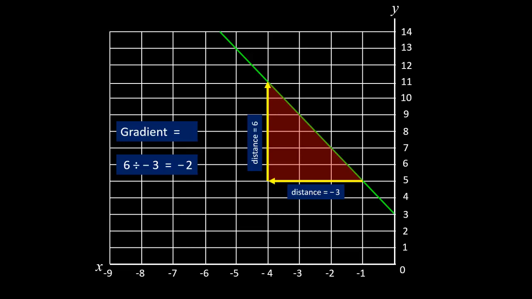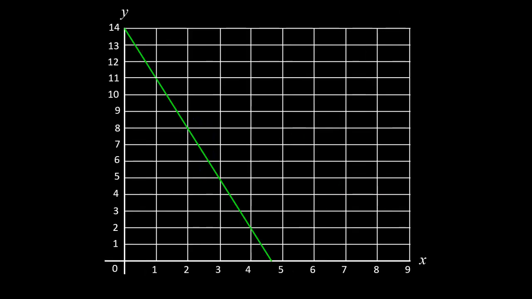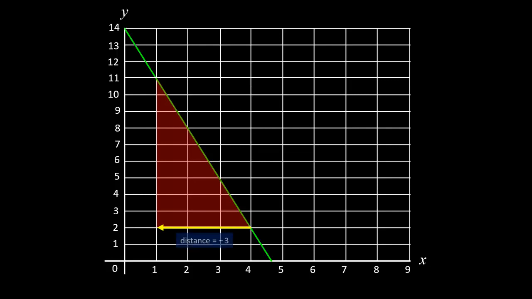Okay, so let's have a look at another one with a minus gradient. There we go. So we draw our triangle, and we go from our green line to the corner of the triangle. So that's a distance in the negative direction of 3. So that distance is -3. Now the distance going up till we hit the line is +9, or just 9. So the gradient is 9 divided by -3. And remember, positive divided by negative gives a negative answer. So the gradient is -3.